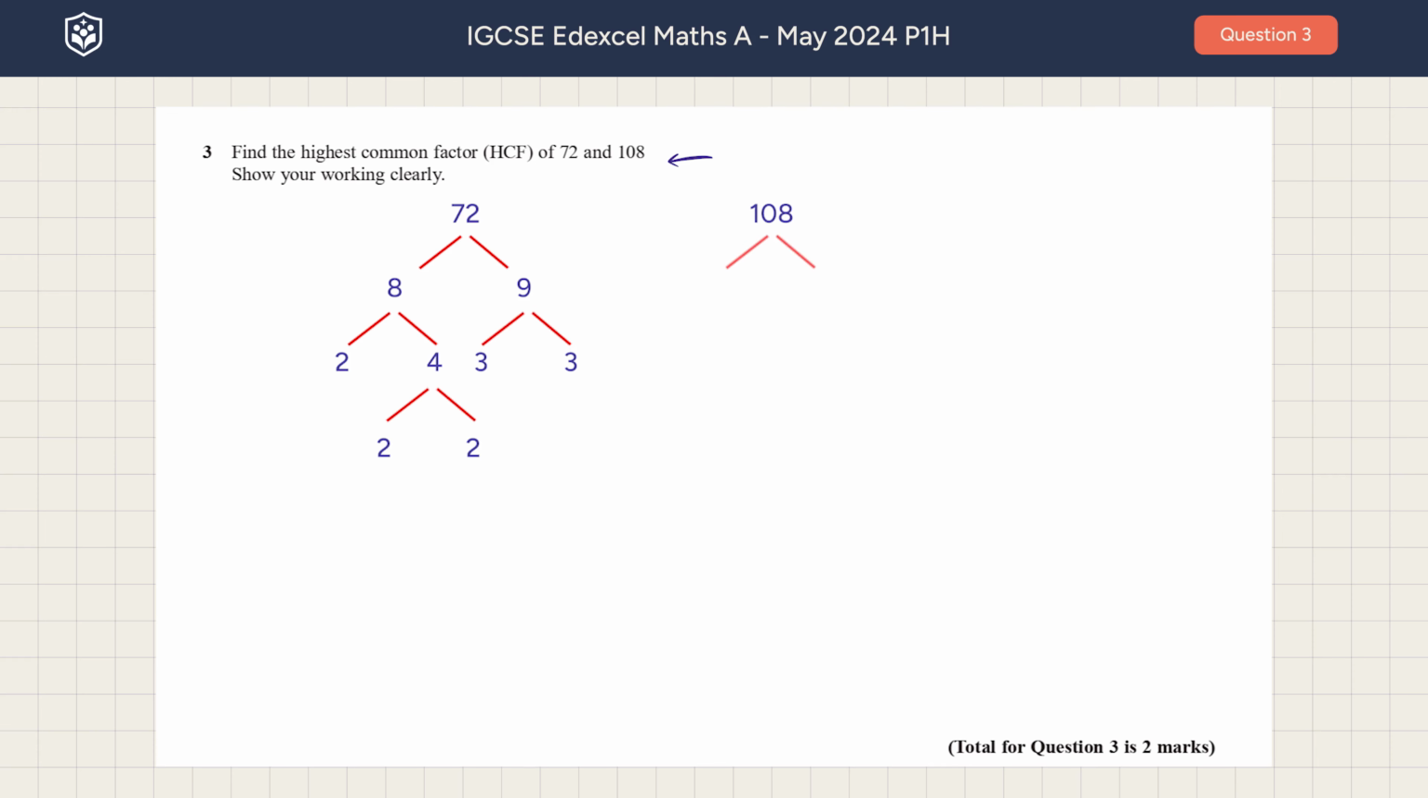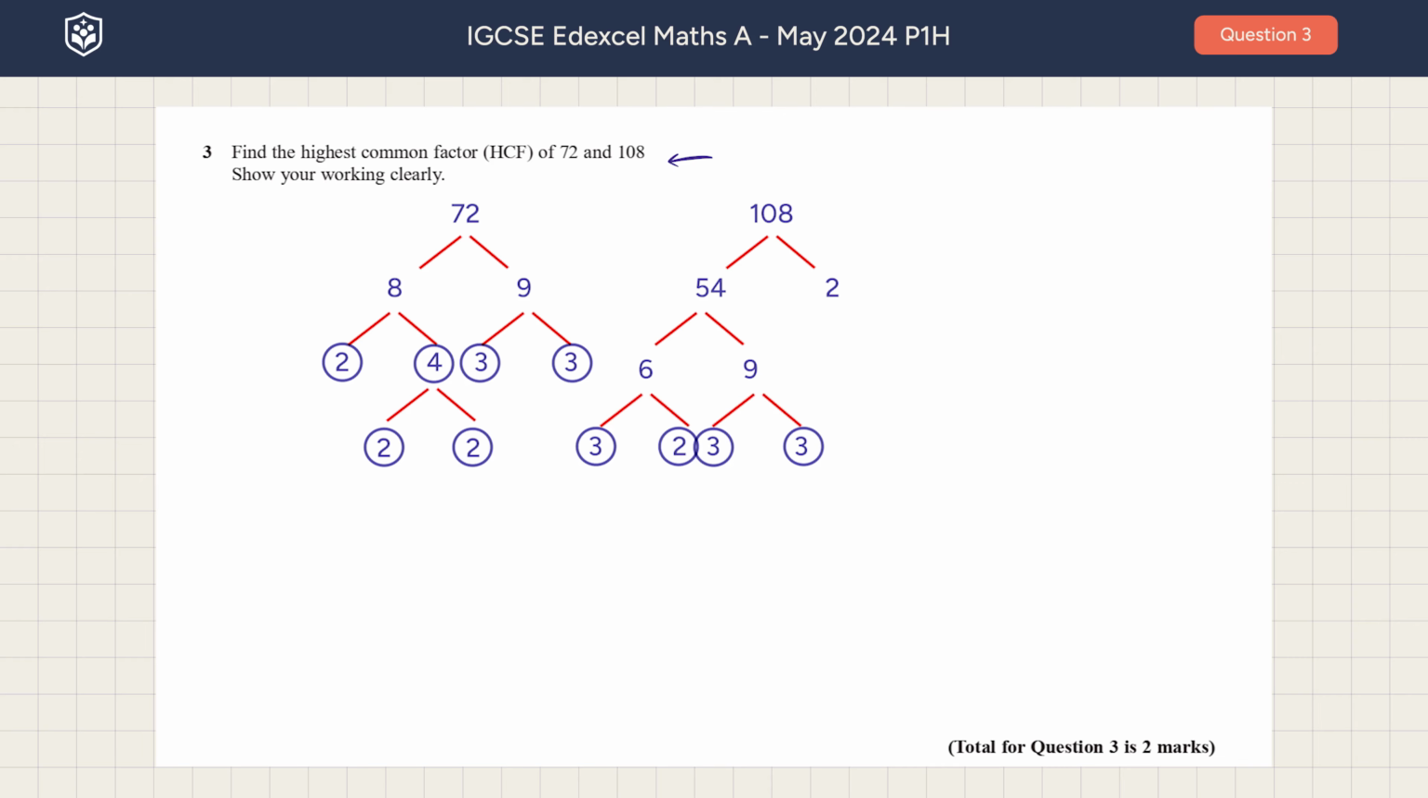Then 108 is going to be 54 times 2. 54 is 6 times 9. 6 is 3 times 2, and 9 is 3 times 3. Now that both numbers cannot be broken down anymore, we are left with their prime factors. We can now compare the prime factors of both numbers and find which ones overlap. We can see that each set of numbers has two 2s and two 3s. We can write that as 2 squared times 3 squared. After multiplying them, we will get the HCF, which is 36.